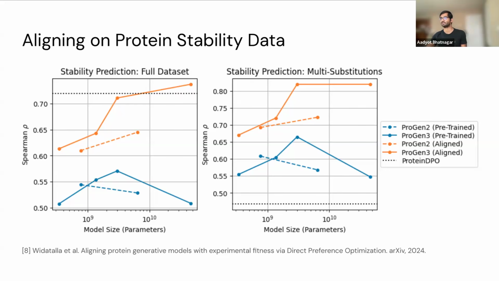the stability prediction task. What's really interesting is for the multi-substitution split specifically, protein DPO actually does really poorly, but alignment on the ProGen3 models especially does much, much better.